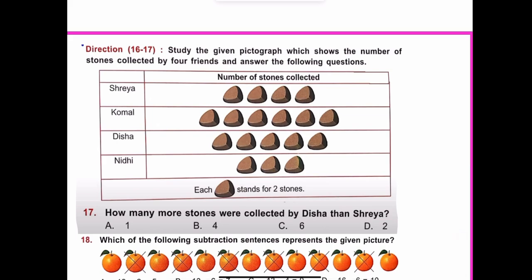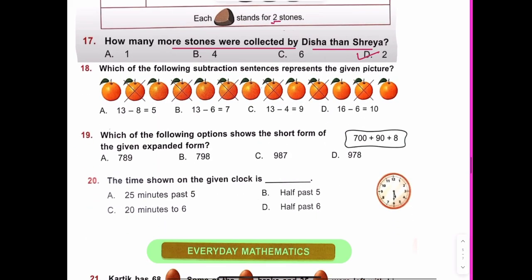Question 17 is, how many more stones were collected by Disha than Shreya? So we have to compare Disha and Shreya. Shreya collected 3 to 5 structures. Okay, these are 5 and these are 4. So how many more? It is 1 more and 1 is equal to 2. So option D. 18 question, which of the following subtraction sentences represents the given picture?